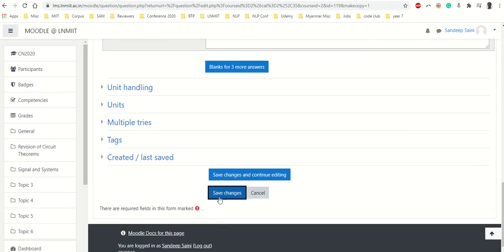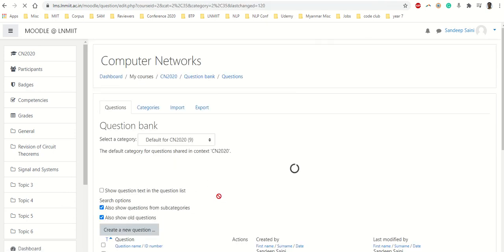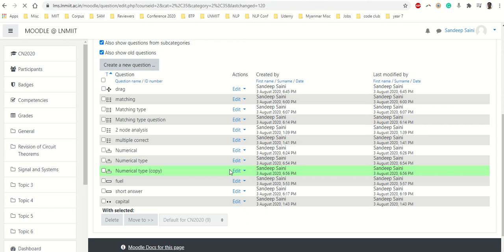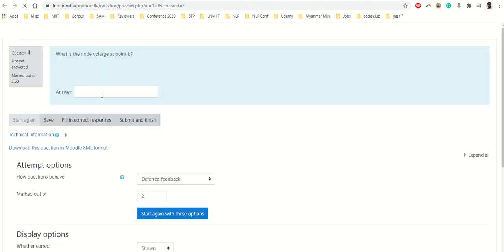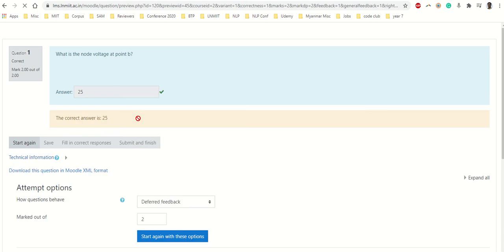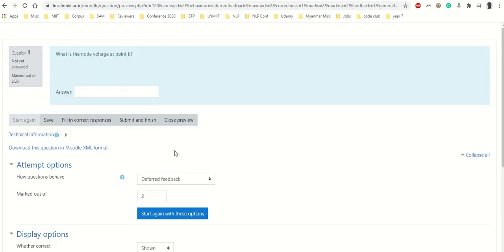So the second answer is 25 and this is my question, numerical type. I did not change the name, so by default Moodle will change the name like this, and I preview it, and at point B my voltage is 25. So this way, if you are looking for multiple answers from a single question, this is one possible way, but there is a better way also, which we will learn in the next video.